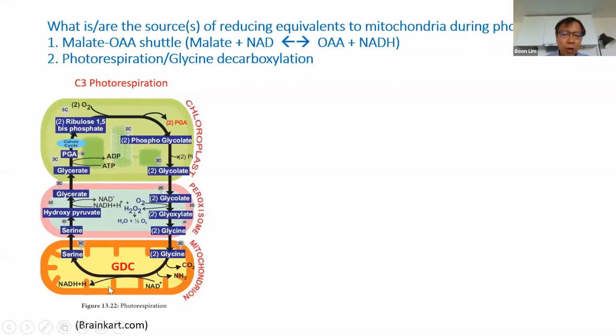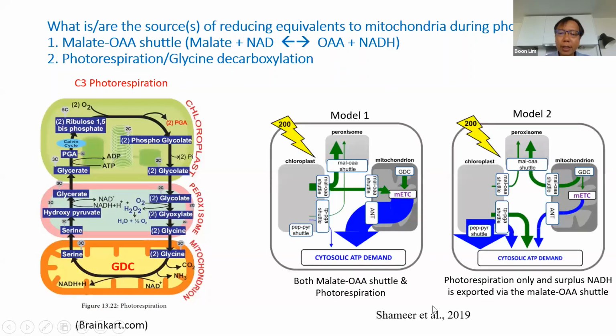So theoretically, for mitochondrion in Arabidopsis, there could be two sources of NADH. One is the malate OAA shuttle. Another source is the glycine decarboxylation. So in fact, in this paper published 3 years ago, they proposed two models.